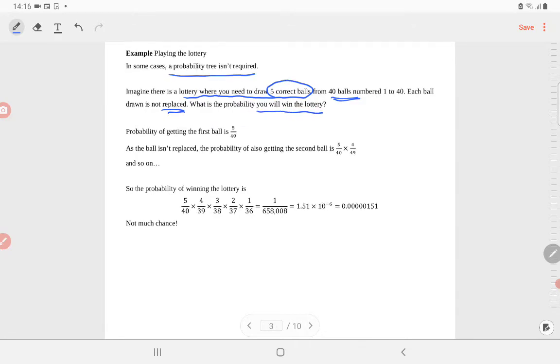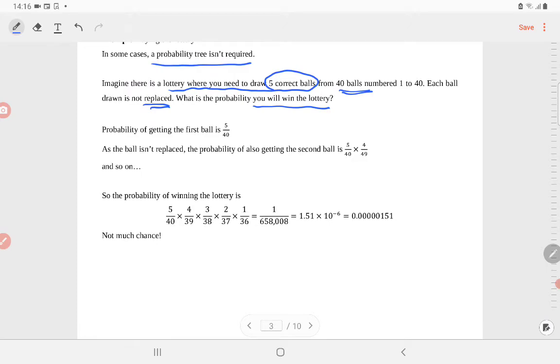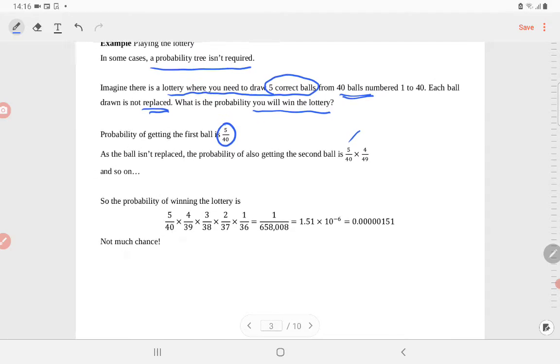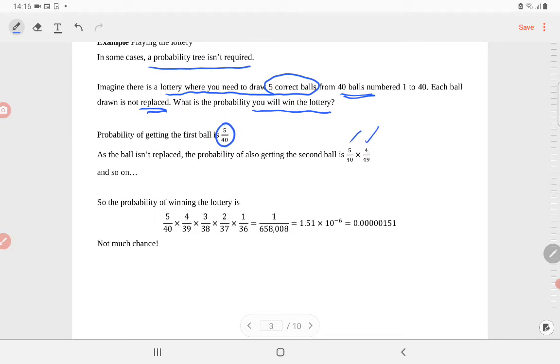Okay, so you've got all these balls in the bag, 40 balls, and you need to take out 5 correct balls. So your chance of getting the first ball right is going to be 5 out of 40, isn't it? Because there are 5 balls available and there are 40 in total. So your chance of getting the first one correct is 5 on 40. The chance of getting the second one correct is going to be 4 on 39. So that's the chance of getting 2 balls correct.